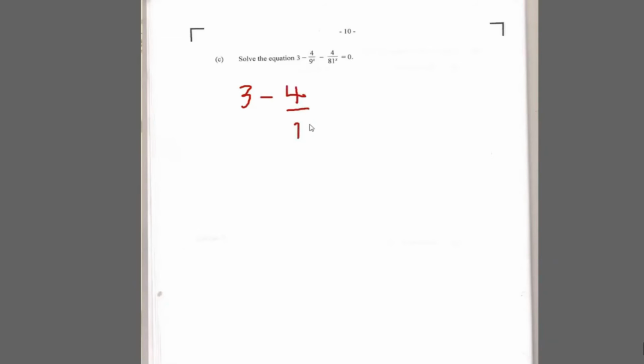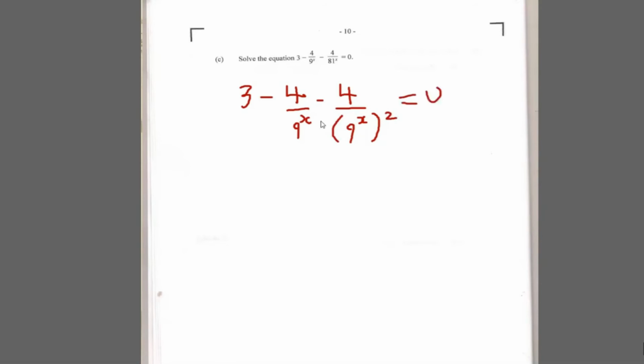Now, question C. It says solve the equation 3 minus 4 over 9 to the x minus 4 over 81 to the x. So to solve this equation, I'm going to rewrite this as 3 minus 4 over 9 to the x, and the next one I'm going to put as 4 over 9 to the x squared. That's 81 to the x, it's 9 to the x squared. Nice.